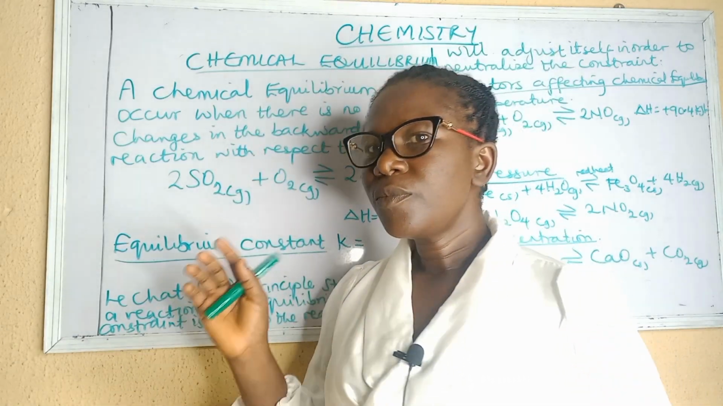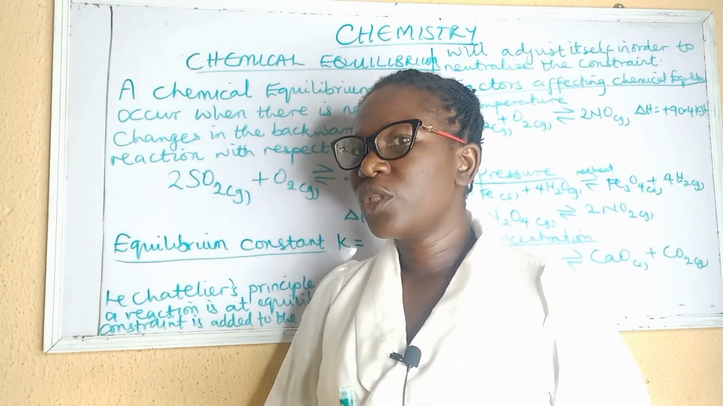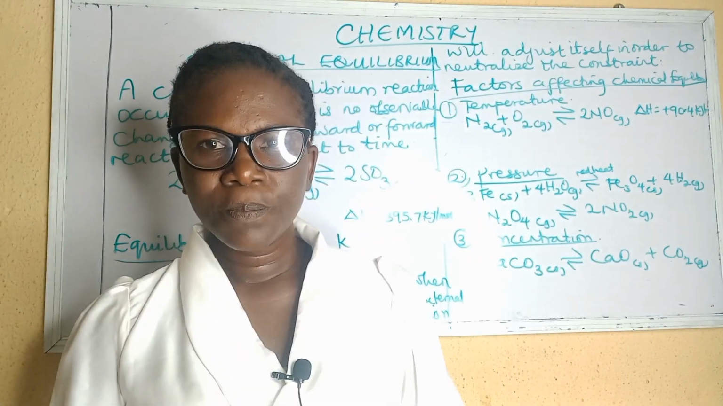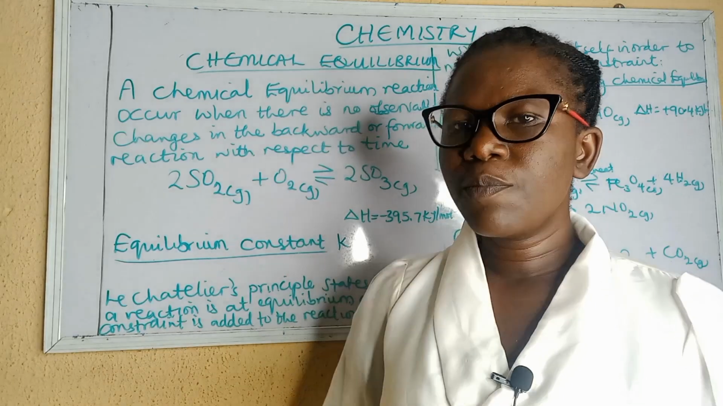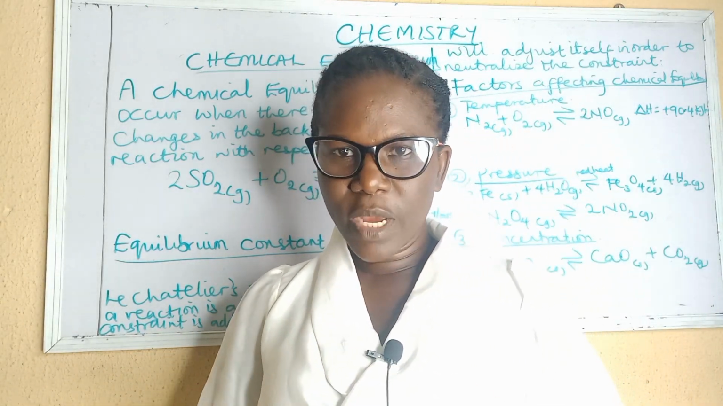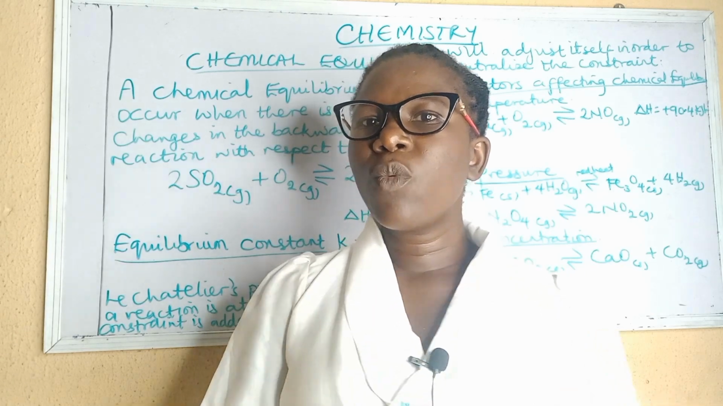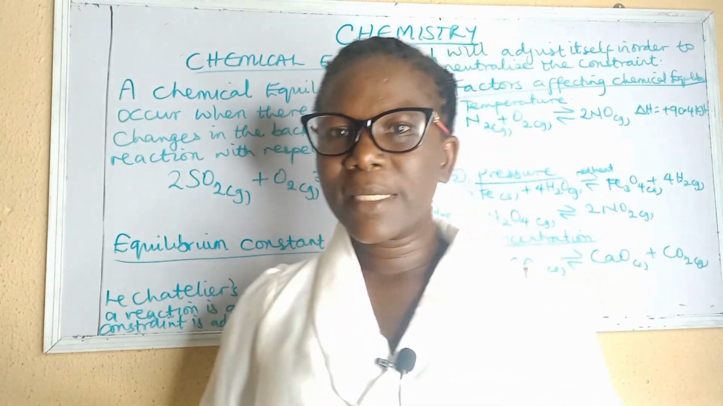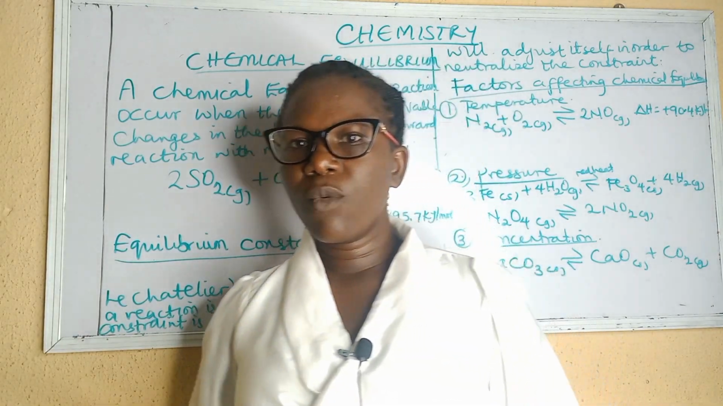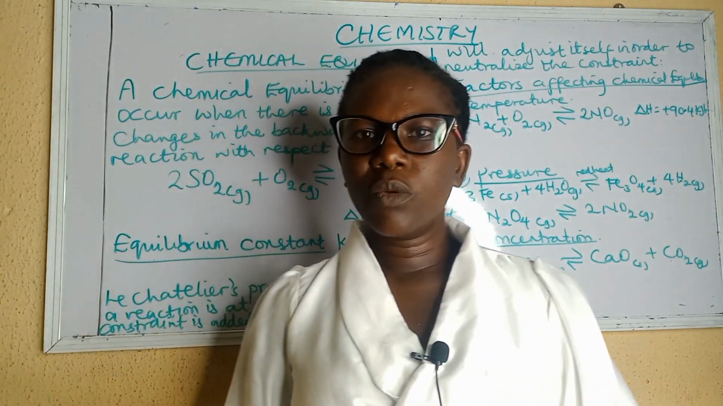Now, the topic we are treating today is chemical equilibrium. What is chemical equilibrium? And where does it take place? Chemical equilibrium actually is a reaction that takes place inside a chemical reaction. And the word equilibrium itself means a balance. So when there is a balance between a forward reaction and backward reaction, that is chemical equilibrium.